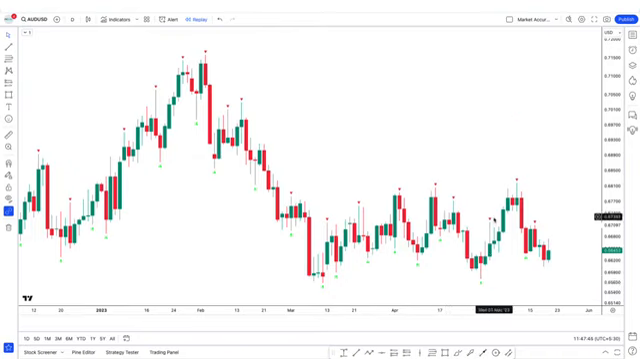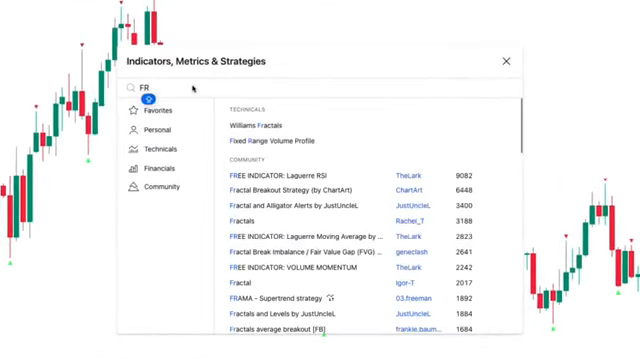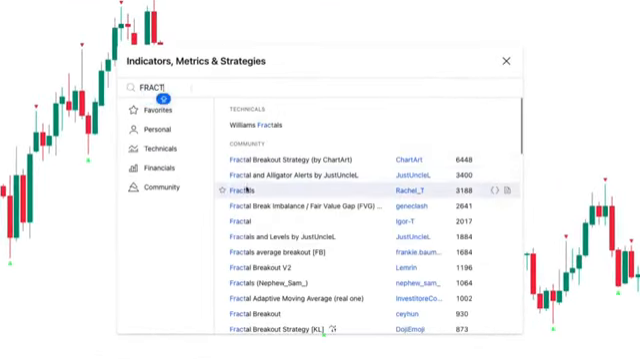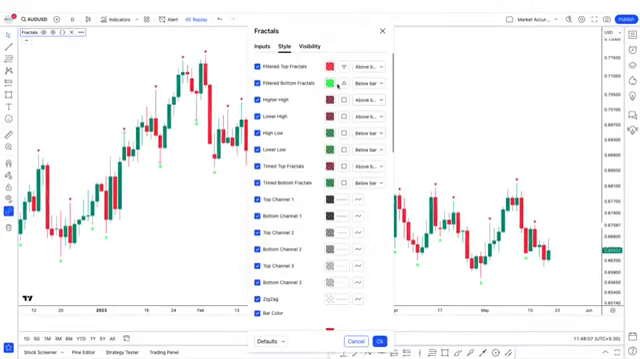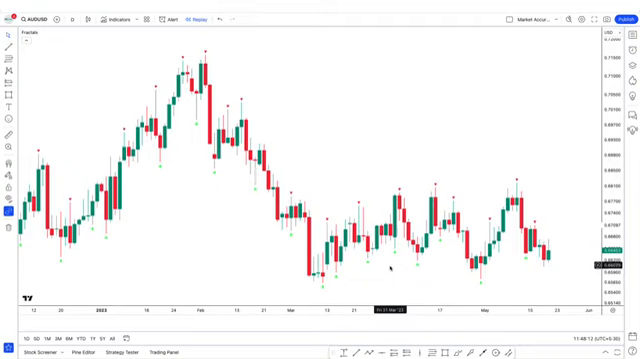So if you want to add this to your charts, which is actually a game changer, you go to indicators, type in fractals and you choose the one by Rachel T. And the settings are here for my chart, for my indicator. Alright, so what do you see?